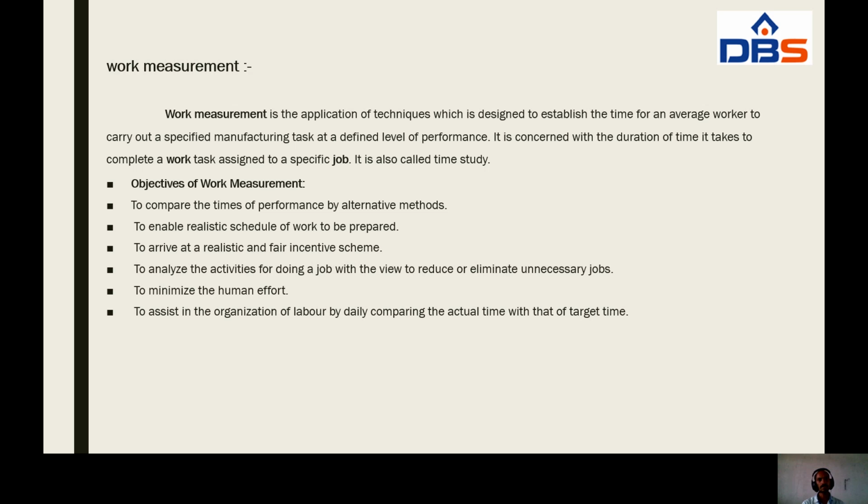And work measurement. Work measurement is also called time study. It is the application of techniques designed to establish the time for an average worker to carry out a specified manufacturing task at a defined level of performance. Some of the objectives: to minimize human effort, to assist in the organization of labor, to analyze the activities for doing a job with a view to reduce unnecessary jobs, to arrive at a realistic and fair incentive scheme, to enable a realistic schedule of work to be prepared, and to compare the times of performance by alternative methods. These are the benefits of work measurement.